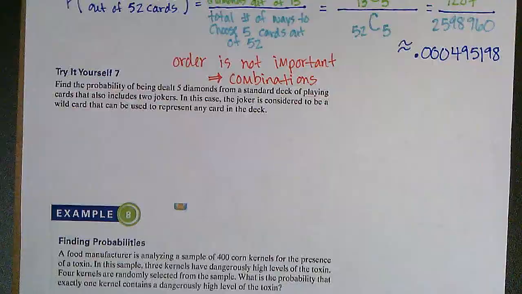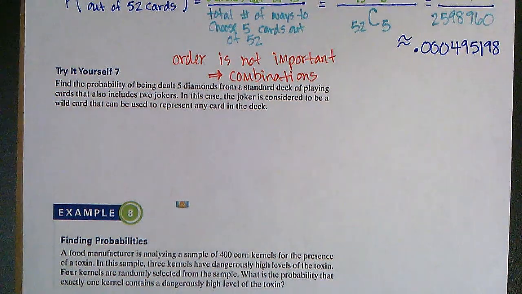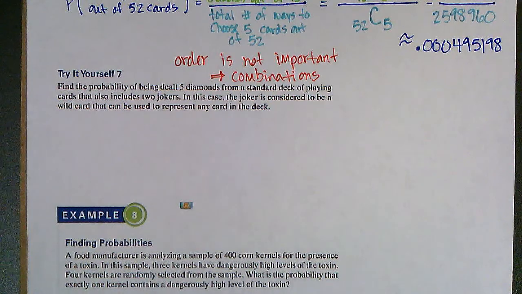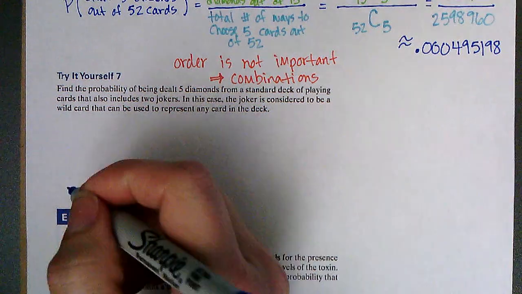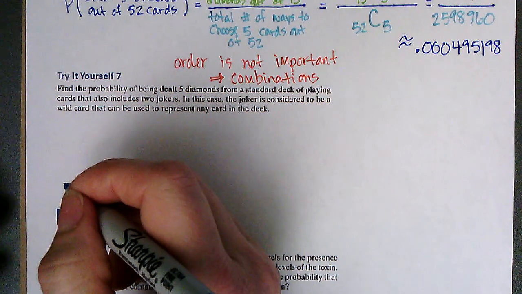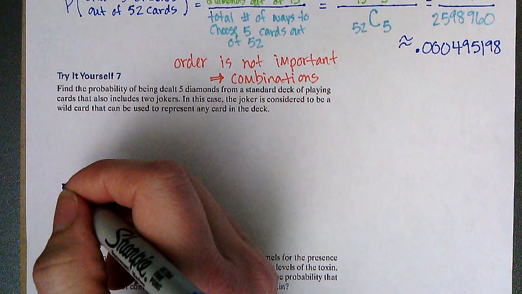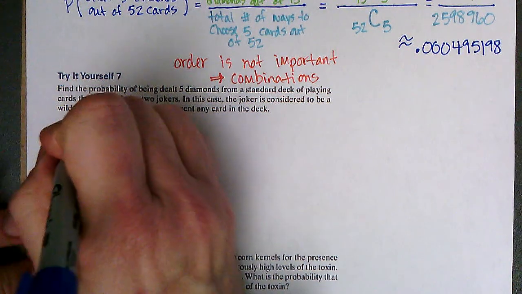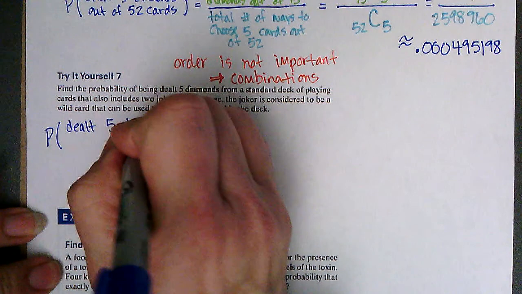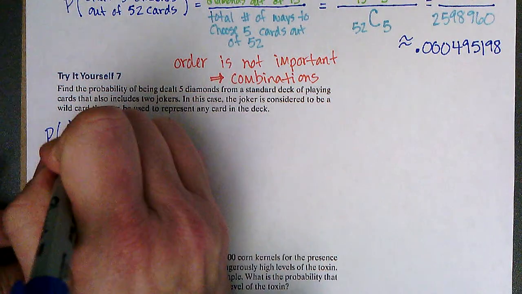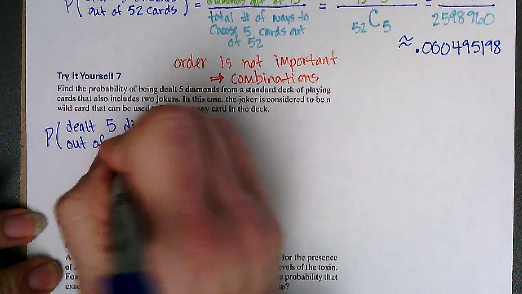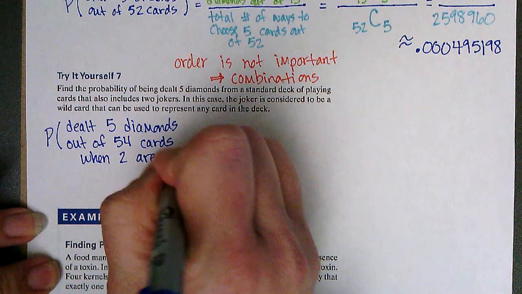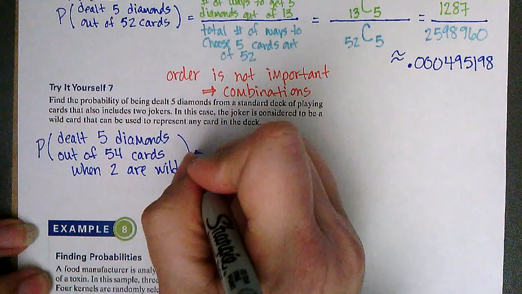Okay, next one. Try it yourself. So this time we want the probability of being dealt 5 diamonds from a standard deck of playing cards that also includes 2 jokers. The joker is considered to be a wild card that could be used to represent any card in the deck. So probability that we are dealt 5 diamonds out of, now we have 54 cards and 2 are wild. So how does that change our problem?